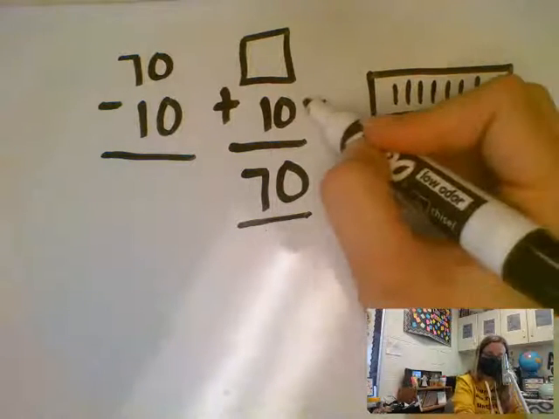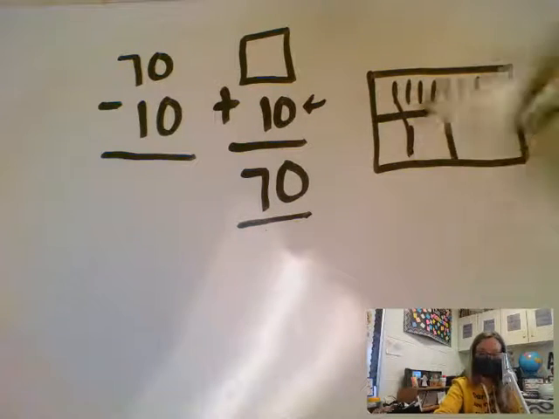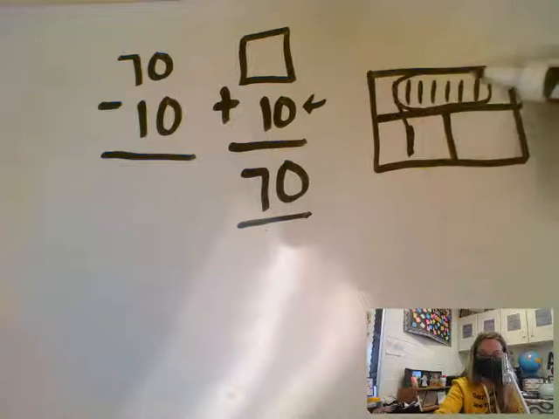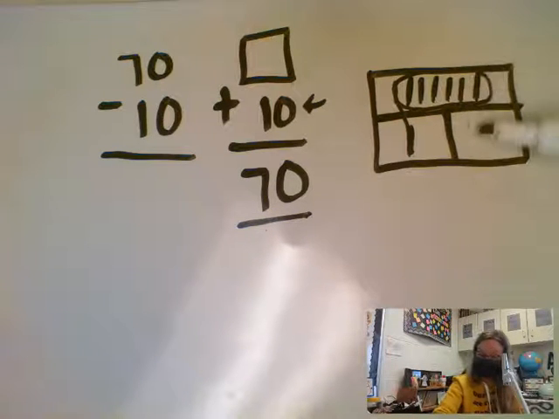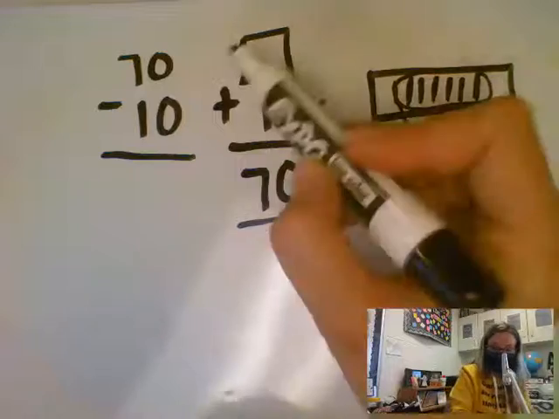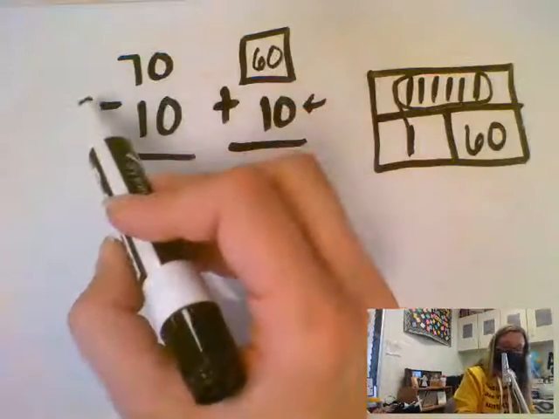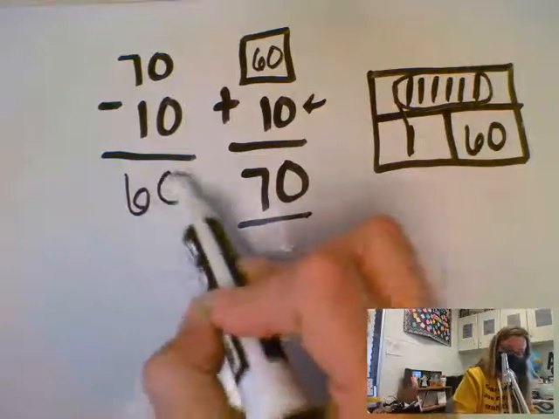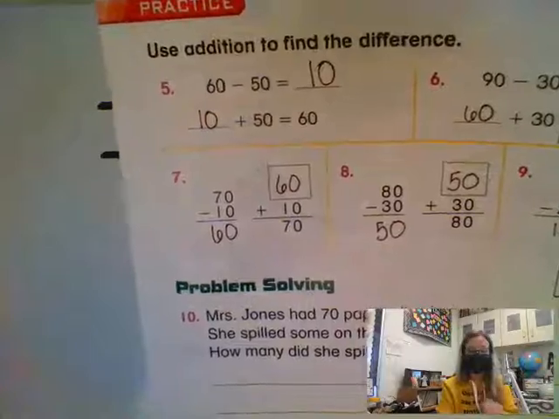And I know that my first part is 10. So when I compare that, here's 10. That means these remaining 10s are my other part. So there's 10, 20, 30, 40, 50, 60 remaining. So if 60 plus 10 equals 70, then 70 take away 10 equals 60. And you can write that one in for number 7.